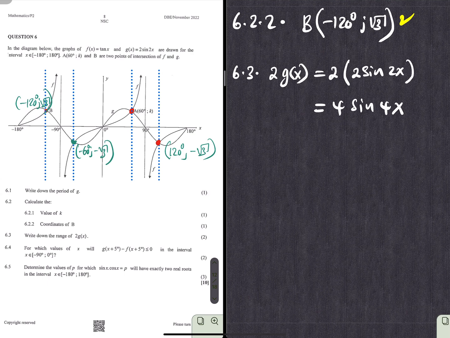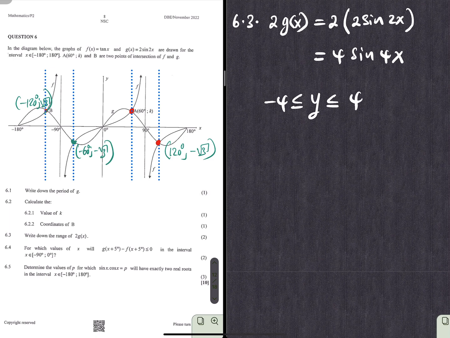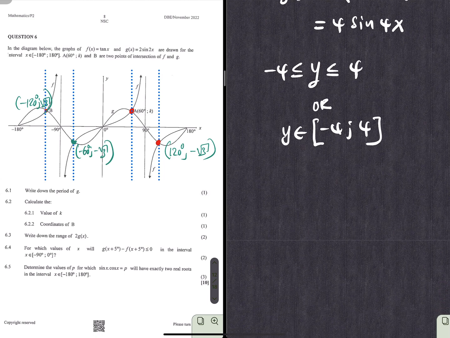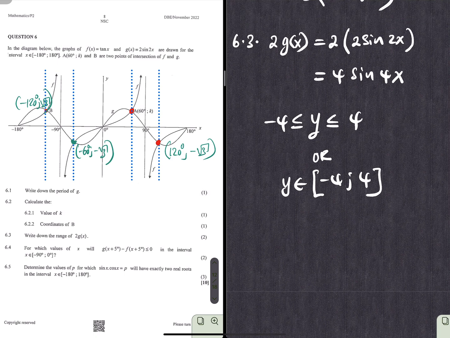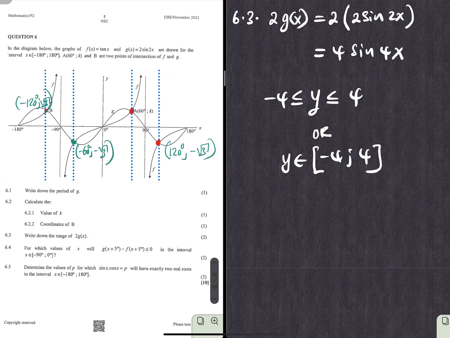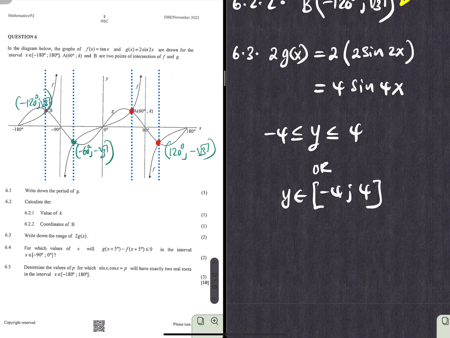So this means that this is 2 marks. You are going to say that your y should be bigger than or equal to negative 4, but less than or equal to positive 4. That is your range. For some of you who may have put it differently, you can say that the range is y is an element of, and you include those points because this graph is defined everywhere. It's not like the tangent. So this is going to be your range of this new graph of 2g of x. That's how you go about it.